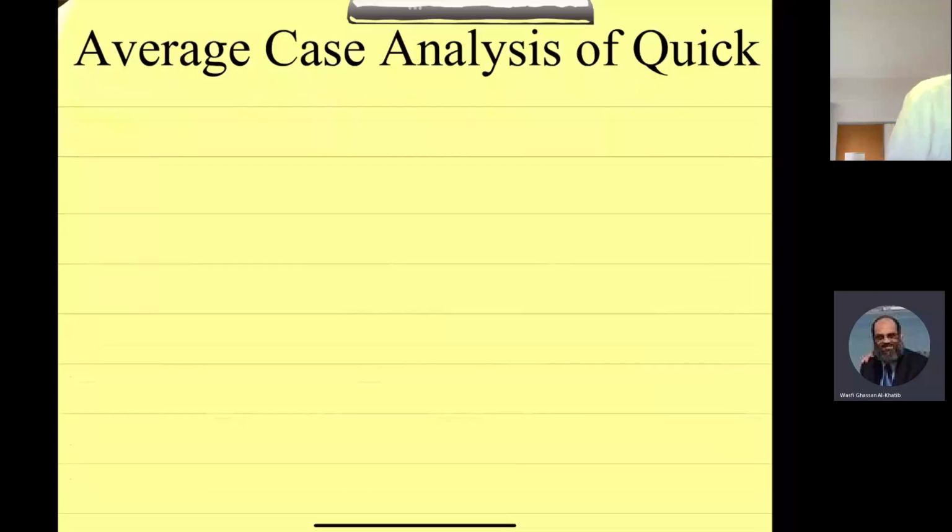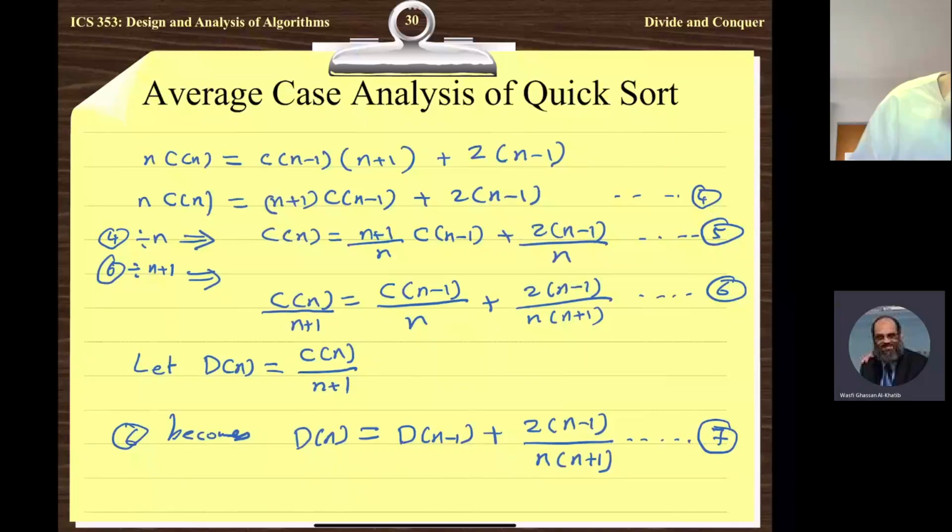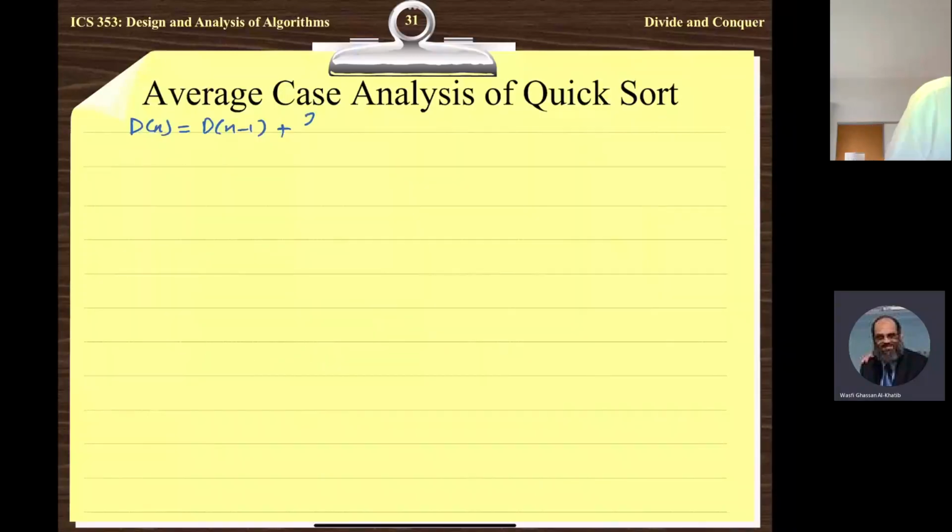So the value of D(n) is equal to D(n-1) plus 2 times (n-1) over n times (n+1). But how do we do that? The usual way. So this is my D(n-1) plus 2(n-1) over n times (n+1).